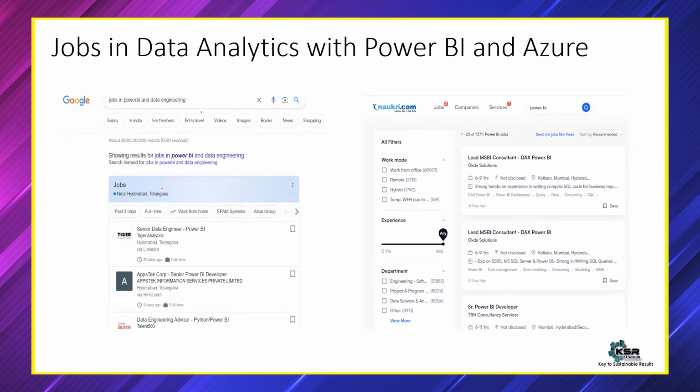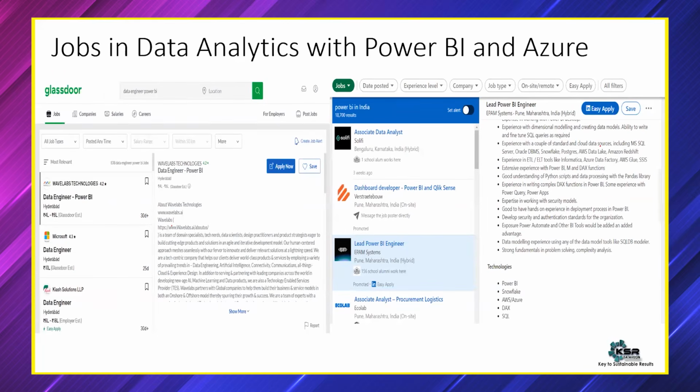If you see any data analytics or Power BI opening, you will always come across them asking for different technologies apart from Power BI. Here, this is an opening related to EPAM Systems in Pune, Lead Power BI Engineer. Apart from Power BI, they're also asking for SQL. They are also asking for exposure to ETL tools, Azure Data Factory. Azure Data Factory is a product of Azure, which is more compatible. There are also other ETL tools like Informatica, AWS Glue, or SSIS. You will also come across concepts related to cloud.